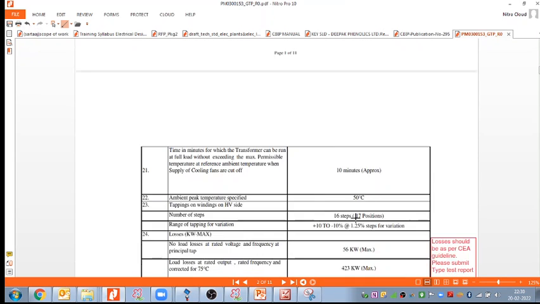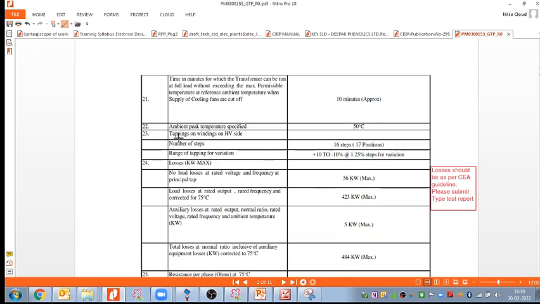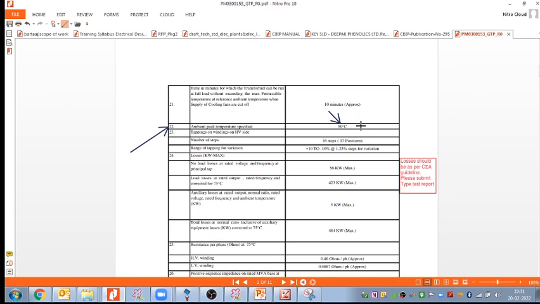And let me see if any other temperature they have mentioned here. Yes, ambient peak temperature specified. This is the point that I wanted to highlight. Ambient peak temperature specified 50 degrees Celsius. Means this equipment is designed for 50 degrees Celsius operation. So do not ignore the temperature. Always see the temperature. That is the conclusion.